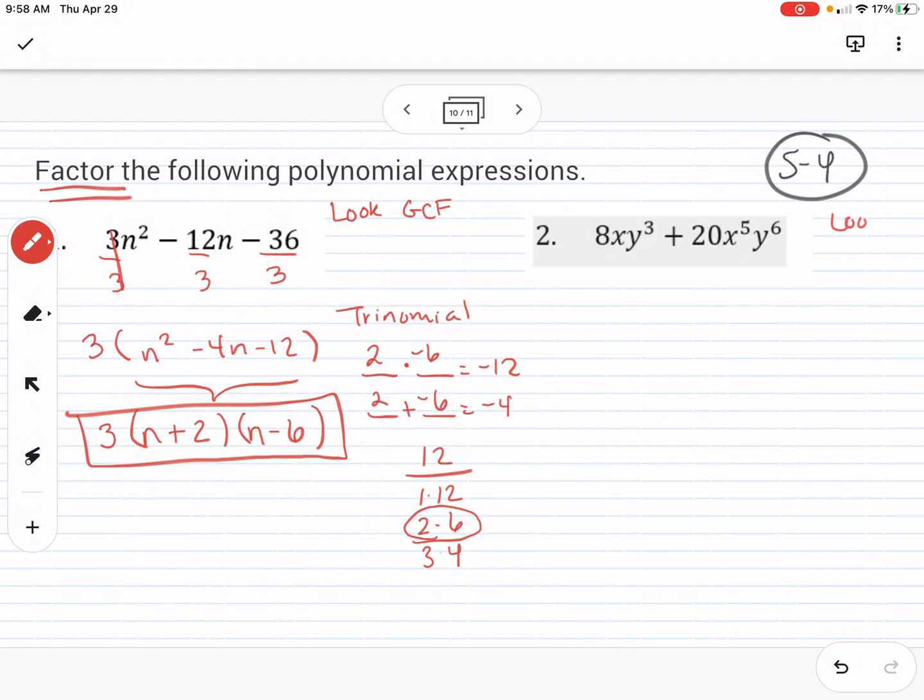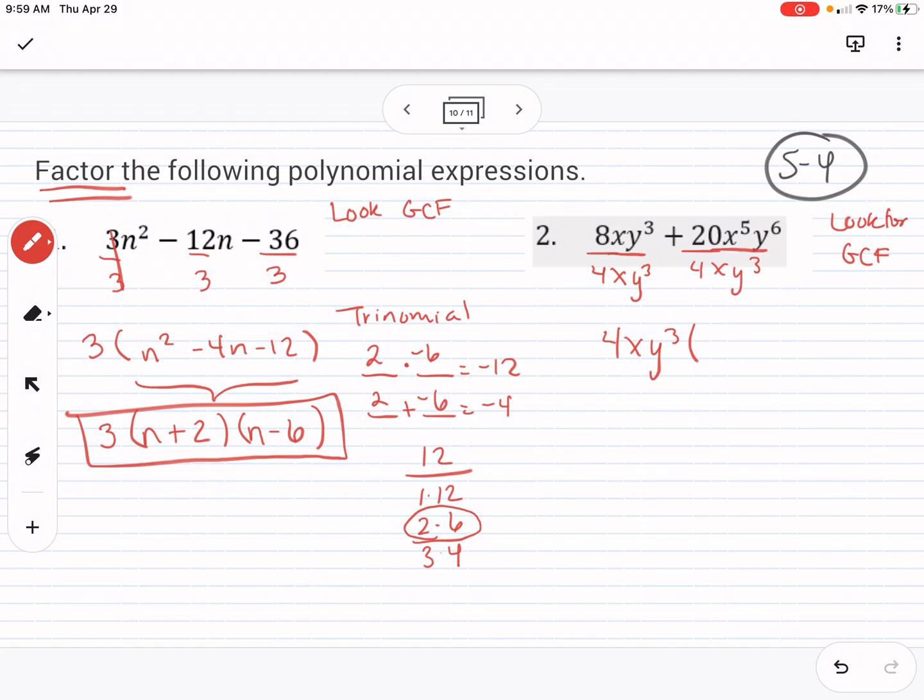Question 2, we're going to start by looking for a GCF. I notice both of these can be divided by 4, so I'm going to factor out a 4. They both also have an x. I like to use the one with a smaller exponent because they need to both be divisible by it. So I'm going to factor out an x as well. And they also both have a y. You notice we have y cubed and y squared. You would factor out the y cubed because both of them can be divided by that.